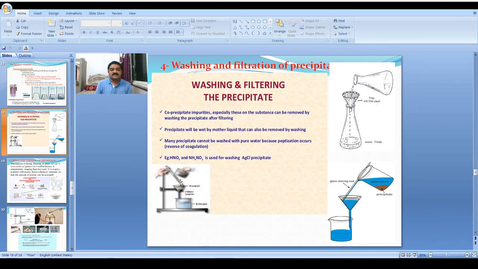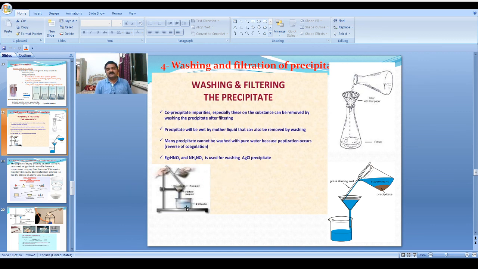Okay, and here in the third figure, how this residue or the precipitate should be washed with the reagent. These reagents, nitric acid and ammonium nitrate, are used for washing the silver chloride precipitate. That means the impurity will be removed from this residue or the precipitate, and comes down to the filtrate in the beaker here. So co-precipitate impurities, especially those on the surface, can be removed by washing the precipitate after filtering. The precipitate will be wet by mother liquor that can also be removed by washing.